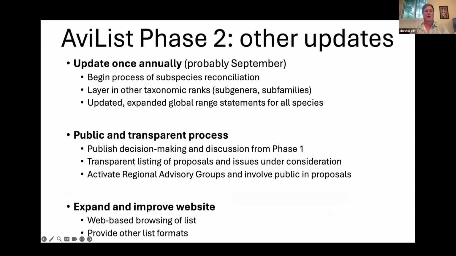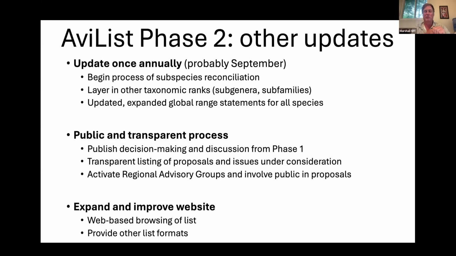A bunch of other things that we're hoping for in phase 2. Our next annual update will probably be in September of 2026. That will begin the process of reconciling subspecies, layer in some additional taxonomic information like subgenera, subfamilies, maybe subspecies groups. It'll include even more extensive range information. Currently, we don't provide ranges for polytypic species. Those will be added in.